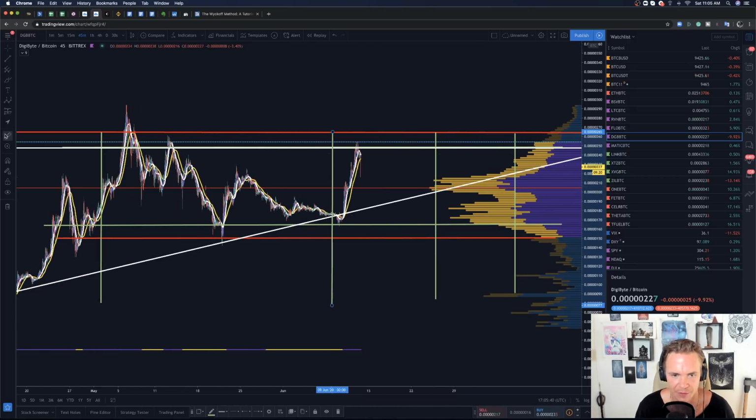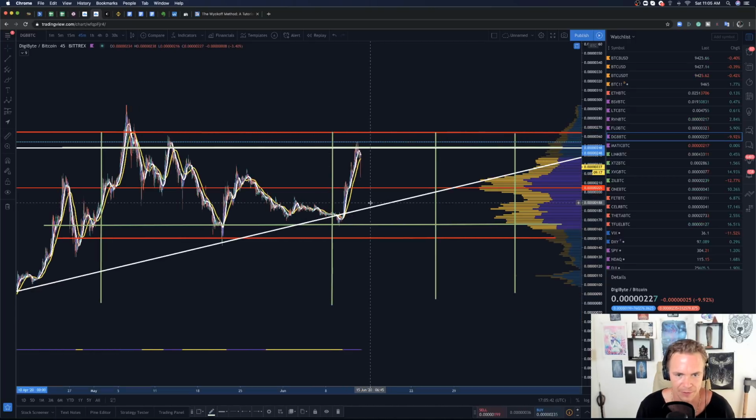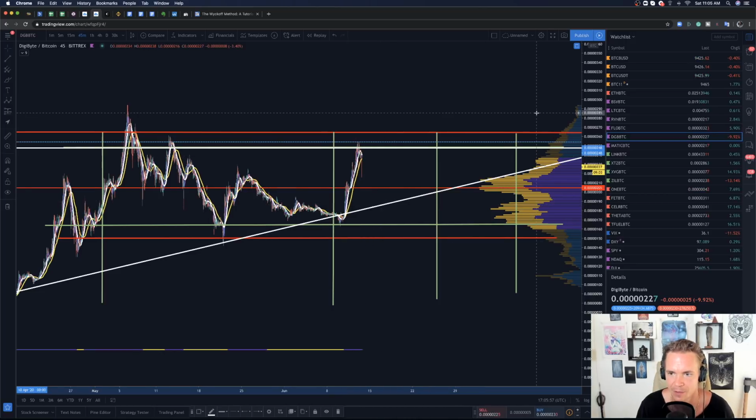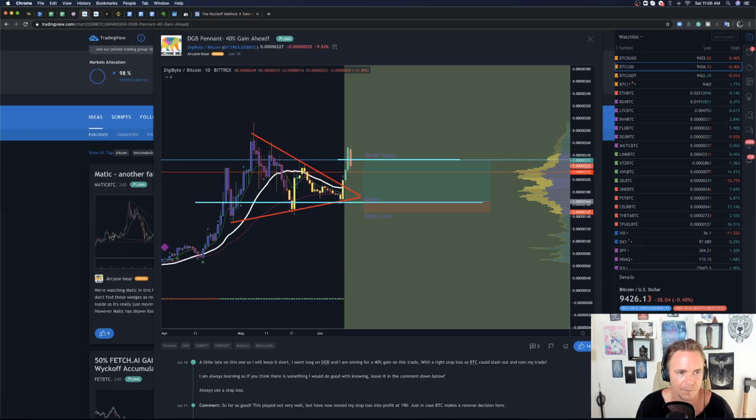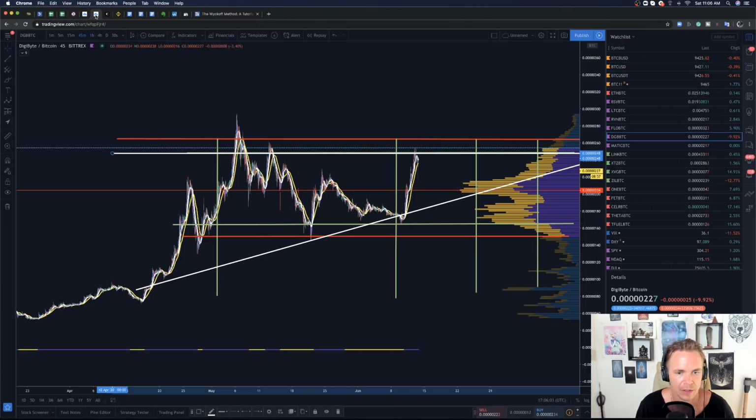I suspect Digibyte's probably going to chop down another 15% to the bottom of this ascending triangle. It's going to test its support here at around $1.80, $1.70, just a little bit higher than we were before, which was at around 170, so probably around 180, 190 actually, and then hopefully continue up this ascending triangle and break out.